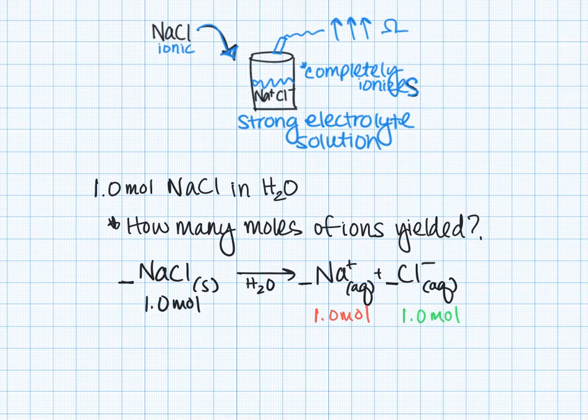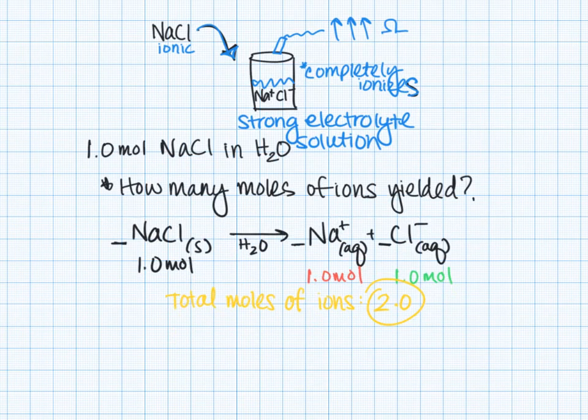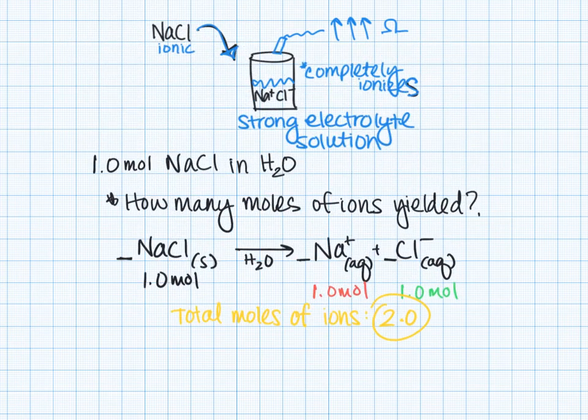So total moles of ions is 2. You see how that happened? So let's look at a different one.